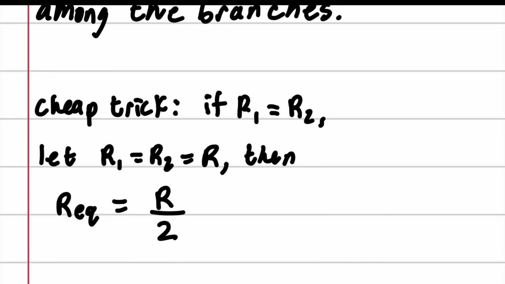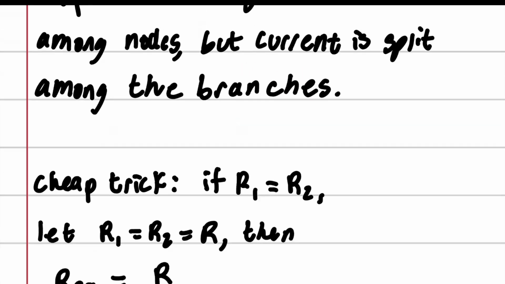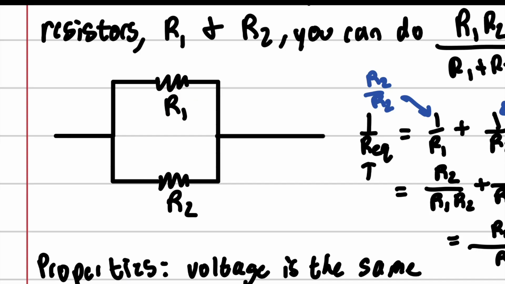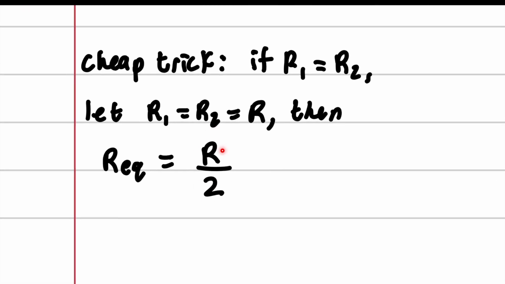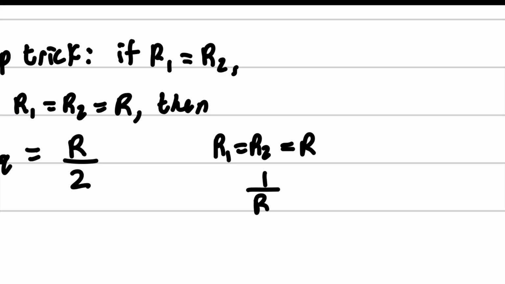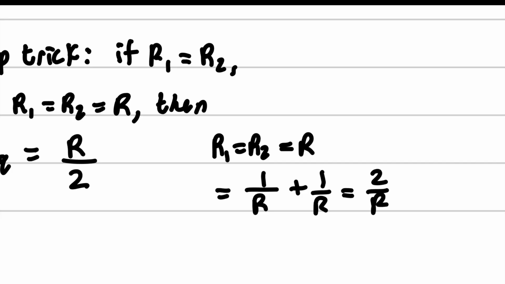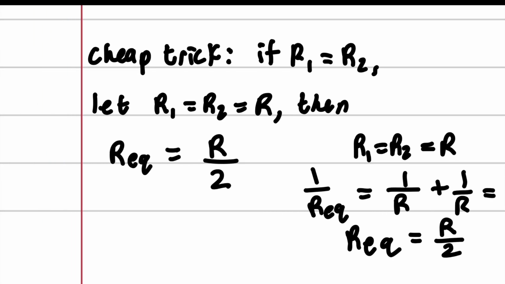And here's a second cheap trick, which is super useful if R1 and R2 are the same. So if this guy and this guy are the same amount of resistance, then R equivalent is simply R over 2. And once again, this is a very, very easy proof. All you have to do is say that R1 equals R2, and we're going to give it a new name. We're just going to call it R, and so it's going to be 1 over R plus 1 over R, and we get 2 over R. But remember, this is 1 over R equivalent. So flipping it, we get R equivalent equals R over 2. And so that's cheap trick number 2.